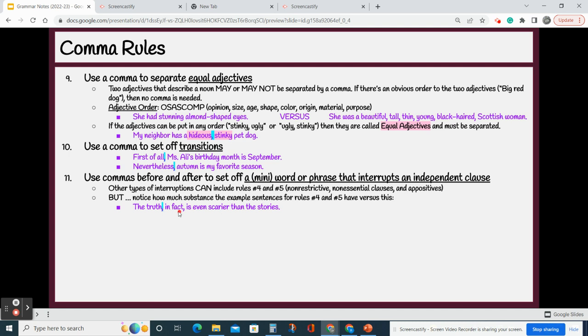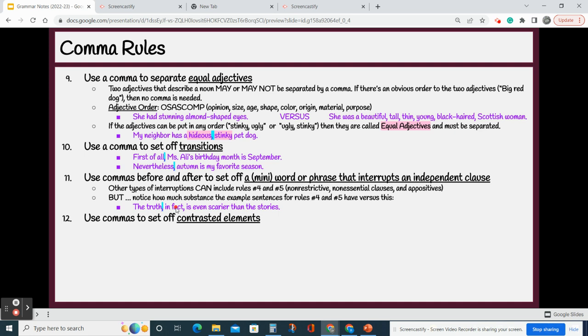But remember, this is very different from a non-restrictive, non-essential clause versus an appositive. If you take a look at those rules and the examples that I gave to you in the previous two videos, you will notice that those ones had a lot more context, a lot more substance between the commas than this guy does.